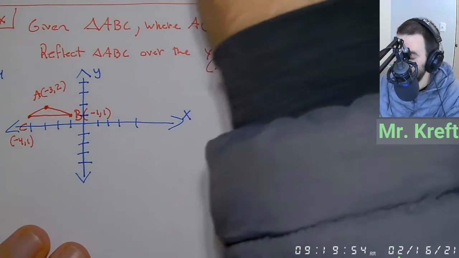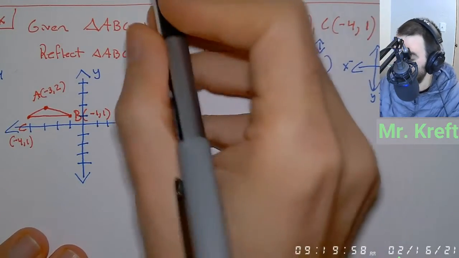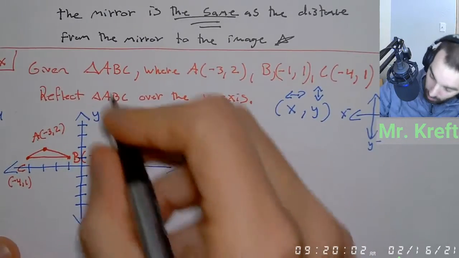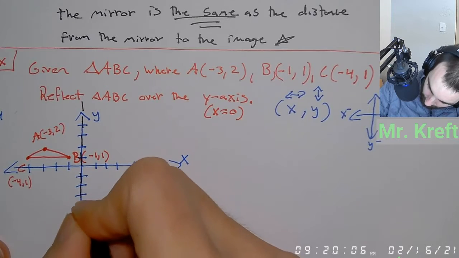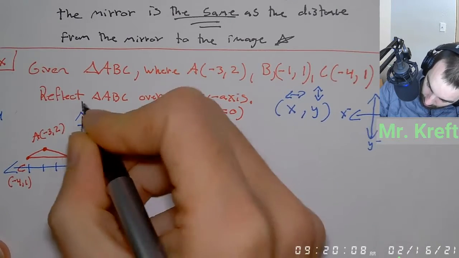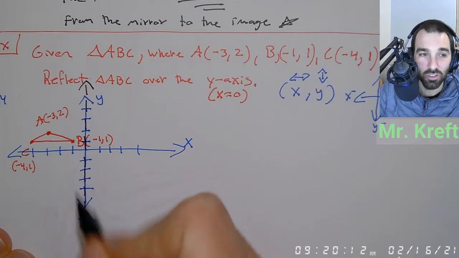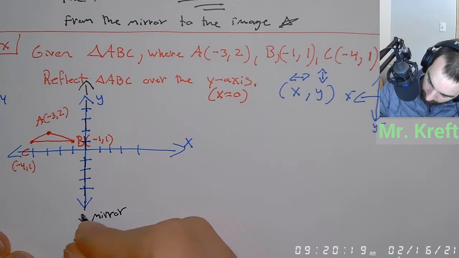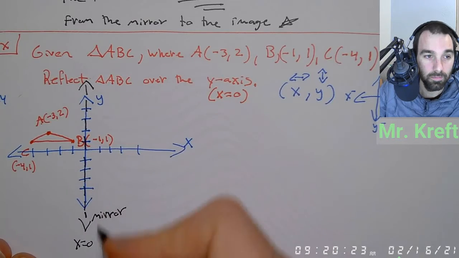Okay. So the next thing I'm going to do is draw in my mirror. For my mirror, I'm going to use a dashed line. So it's the y-axis, or x equals 0. So I'm going to go like this. And I'm going to do this because in a second we're going to be moving our mirror. But it's important to remember that this isn't just the y-axis. This is also x equals 0. This is my mirror. Okay, that's my mirror going up and down.